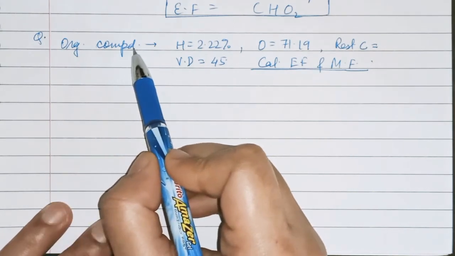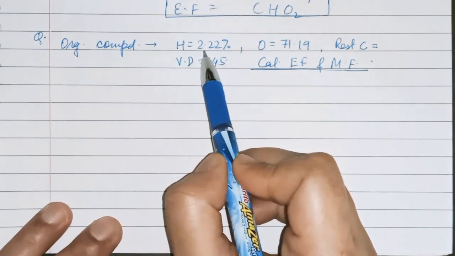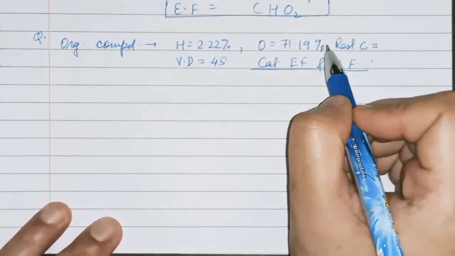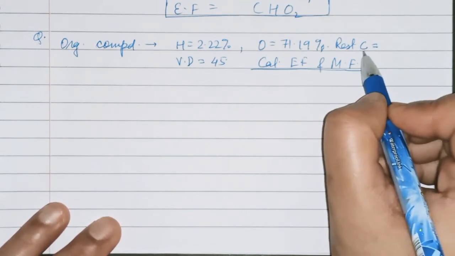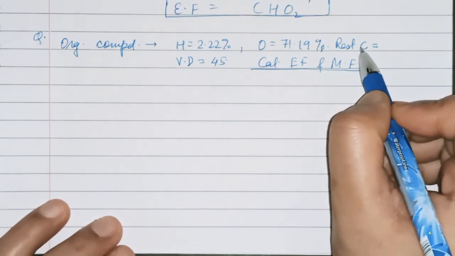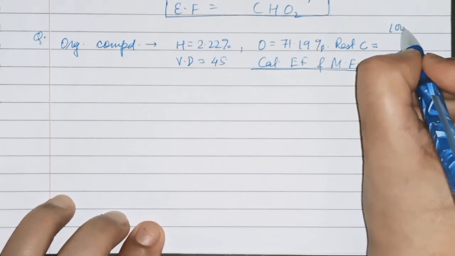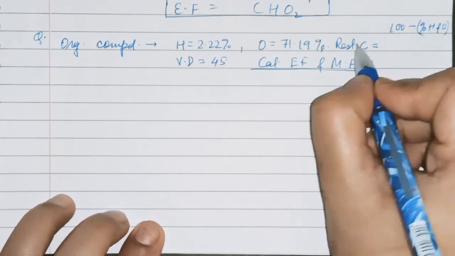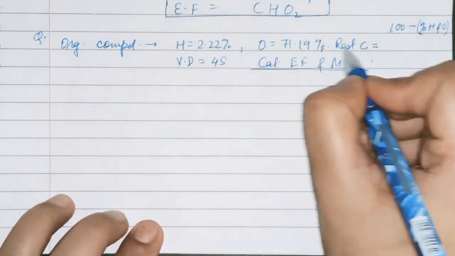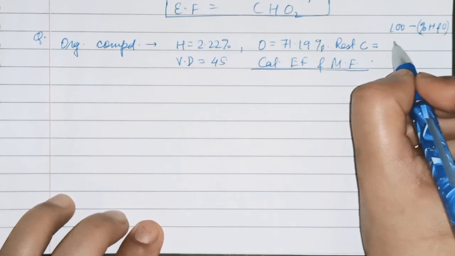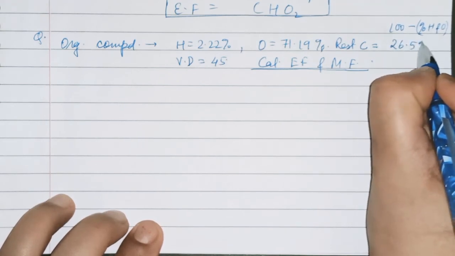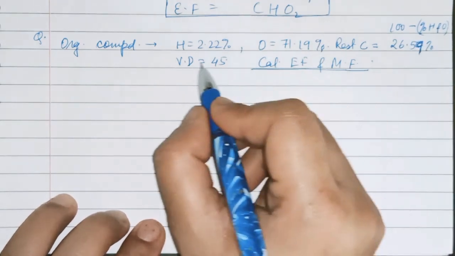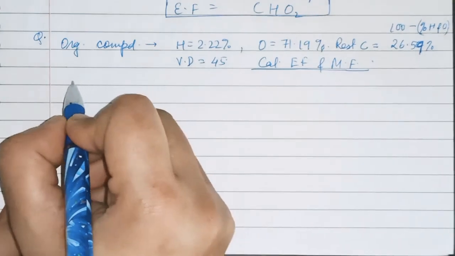Let's take another example of this numerical. It is an organic compound in which hydrogen is given as 2.22%, oxygen is 71.19%, and the rest of the percentage is of carbon. So you can say that 100 minus the percentage of hydrogen and oxygen will give you the percentage of carbon. So after doing the calculation, you will get the value 26.59% for carbon. Okay, this is 9. Now again you will do the same thing.